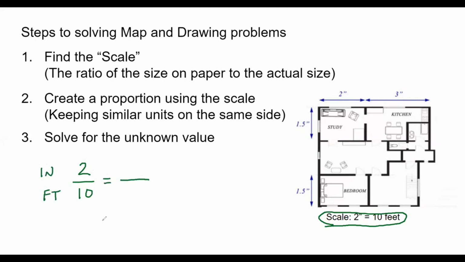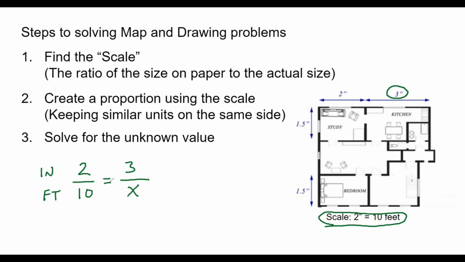Let's set up the other side of our proportion. Let's say that we want to know what the width of the kitchen is in real life, the actual width of this kitchen if it was built. We know that on the drawing, it's 3 inches. This is our unknown, the number of feet, so we put an X there.